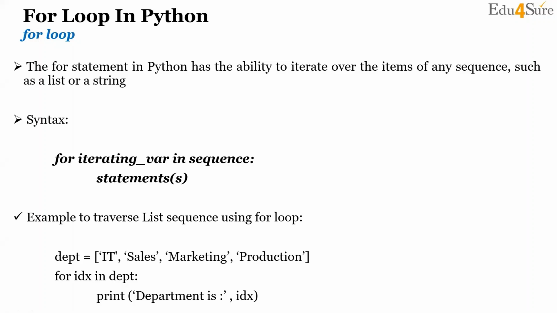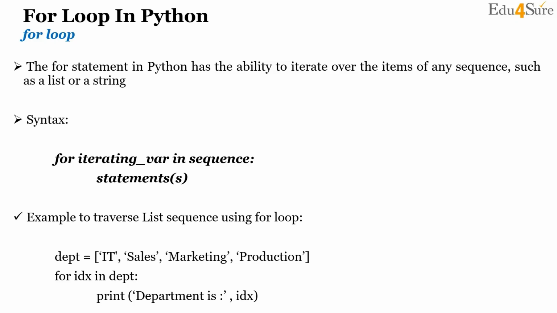The for statement in Python has the ability to iterate over the items of any sequence, such as a list or string. This tells us that in the case of the for statement, the number of times the loop is going to iterate is known in advance, because ultimately the for loop will iterate only till we have any values in our sequence. So the number of values in the sequence is equal to the number of times the for loop is going to iterate. The syntax for the for loop is as follows.